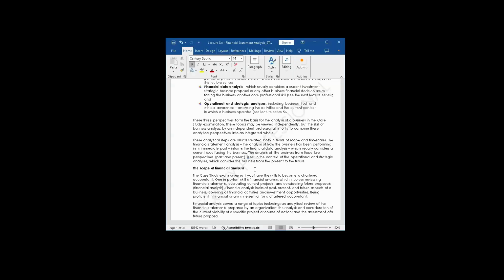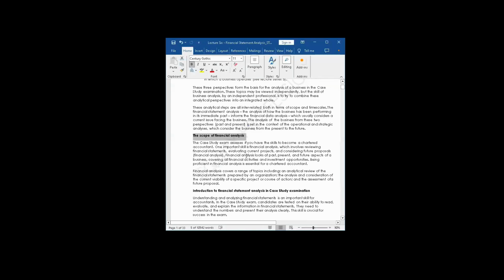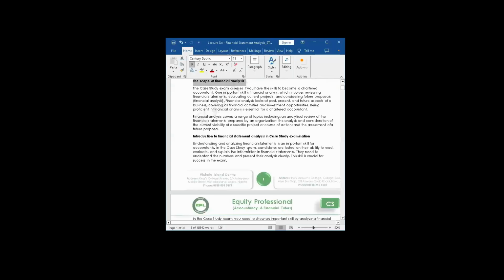But today we are looking at financial statement analysis. That is the scope of financial analysis. It entails a wide range of analysis of financial information and data. So today we want to focus more on financial statement analysis.